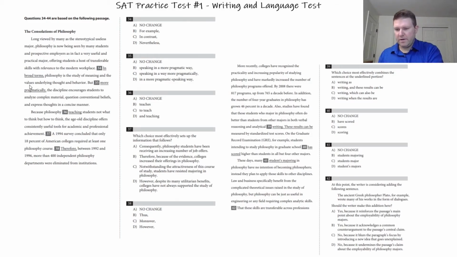Philosophy is the study of meaning and the values underlying thought and behavior. This is a definition of philosophy, so if you look here, in broad terms is a way of expressing a definition, because they're saying generally, here's what philosophy is. So that's actually a pretty good option. And then looking at B, for example, you wouldn't use for example when you are trying to define something, right? So B is out. In contrast doesn't contrast with the previous sentence, so that's out. Nevertheless means regardless, which is not appropriate here. We're just trying to provide a definition, so A was the best choice here.